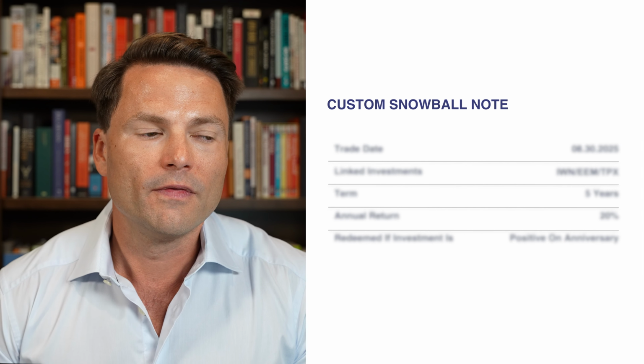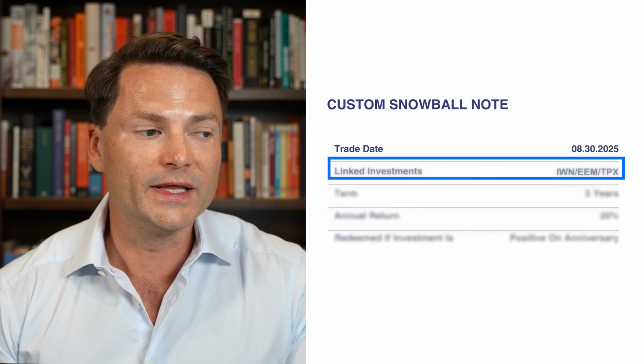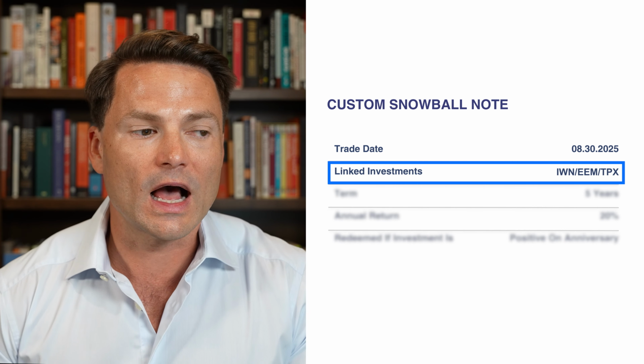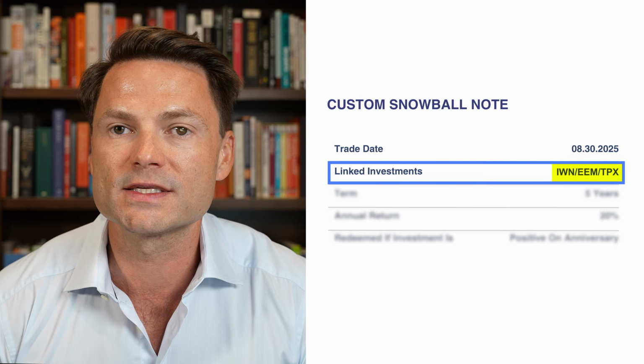So this was a note that was traded at the end of August of 2025. The linked investments, right, or the underlier, that's one of the key components, is IWN, EEM, and TPX. So what the heck is that?